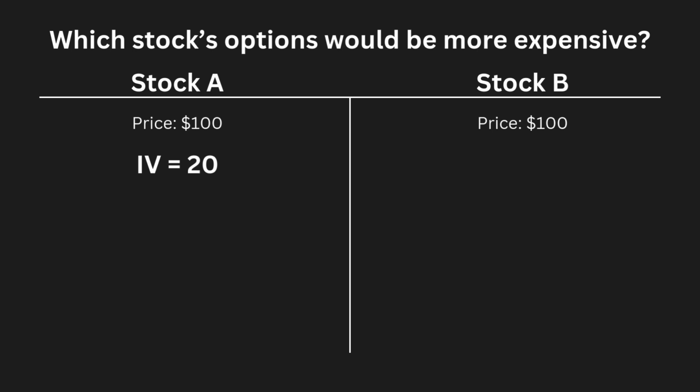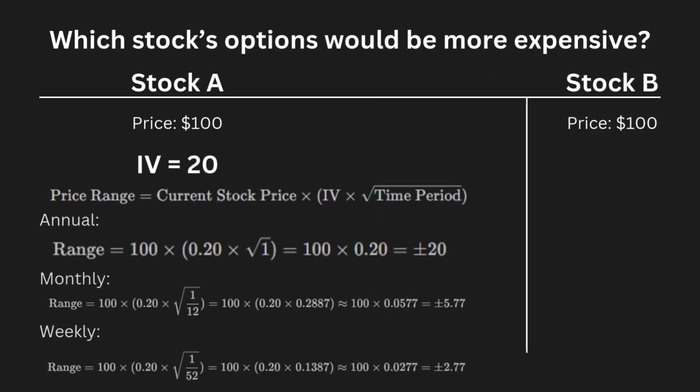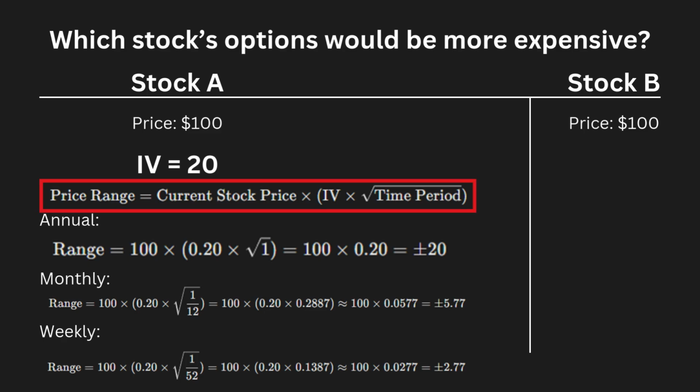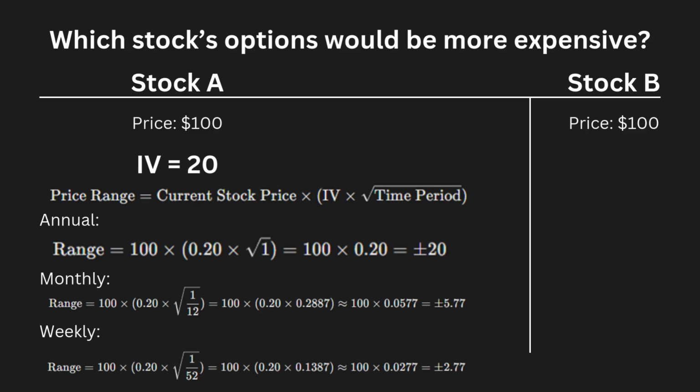We can also convert IV into monthly or weekly metrics by performing the following. We have a price range formula, which is the current stock price multiplied by IV and then multiplied by the square root of the time period. For the annual price range, the time period is 1 because we are doing annually. For months, we would do 1 divided by 12 for the time period. And then finally, the weekly price range is 1 over 52. Now we see the price ranges the market expects stock A to be at within 1 week, 1 month, and 1 year.